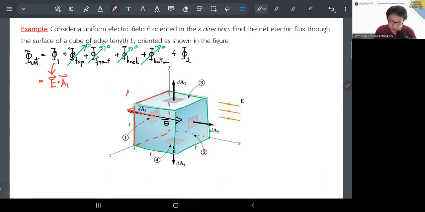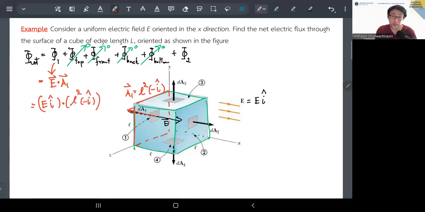A1 is just L square times minus i. You get that notation here? The reason is that the size of this area is L square, the width times the length, and it's pointing backward in the sense that it's going in the negative X direction. That's why I put a negative i right there. The electric field itself I can write as E times i hat because it's pointing in the positive X direction. So I can just do E i hat dot L square minus i hat.